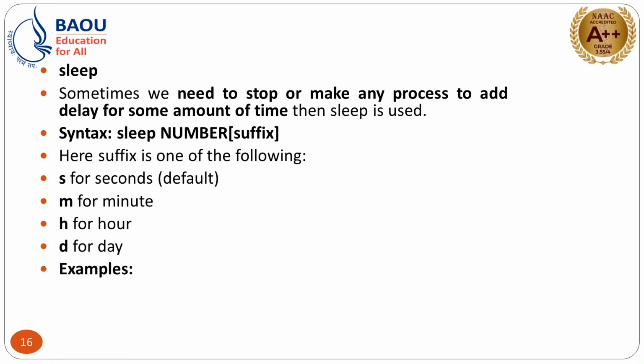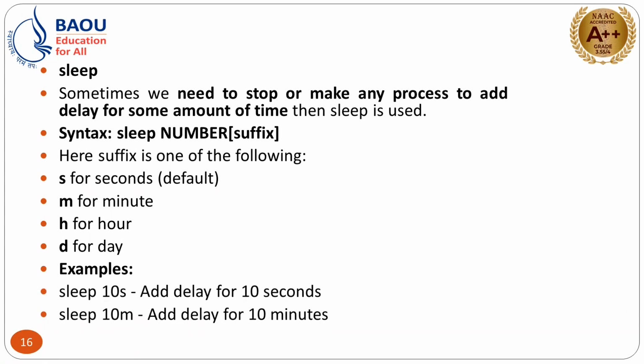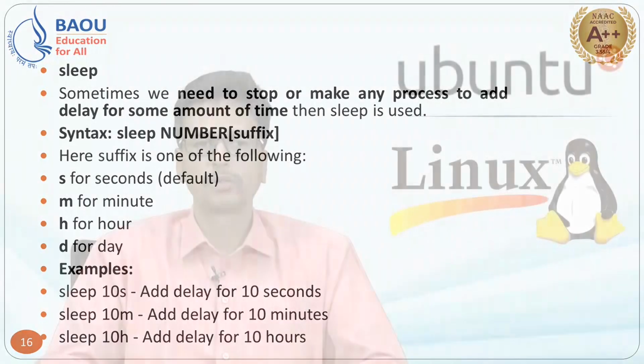So here you can assign multiple options. S is the default, that is seconds, M for minutes, H for hours, D for days. Here sleep 10S means you want to put a delay of 10 seconds. Then sleep 10M, that is a delay of 10 minutes. Then 10H, if you want to put a delay of 10 hours. So these are the options that you can use with the sleep command, right?